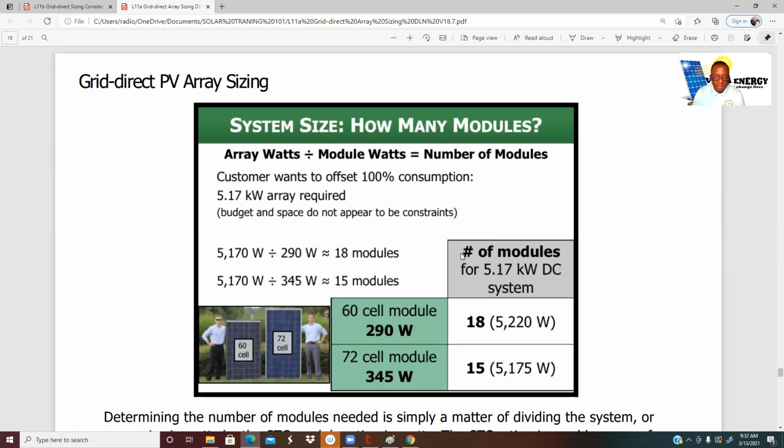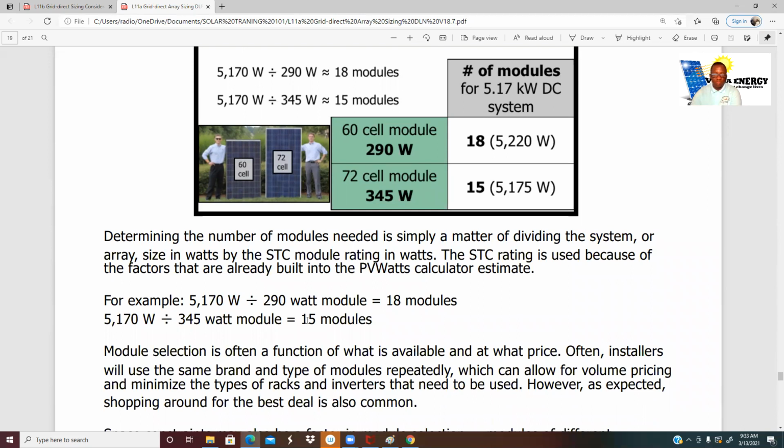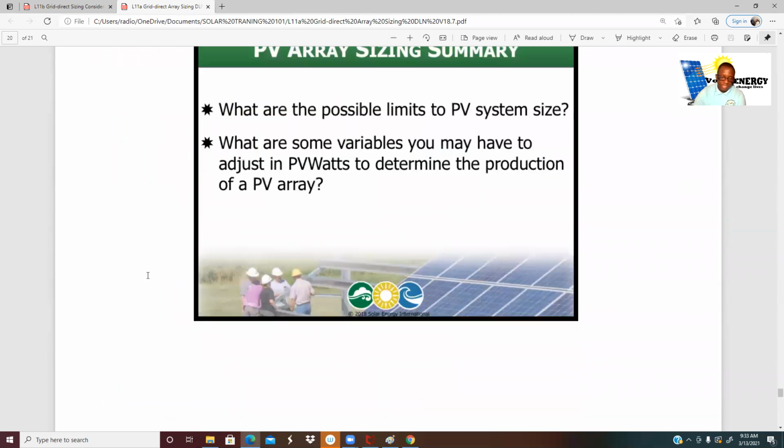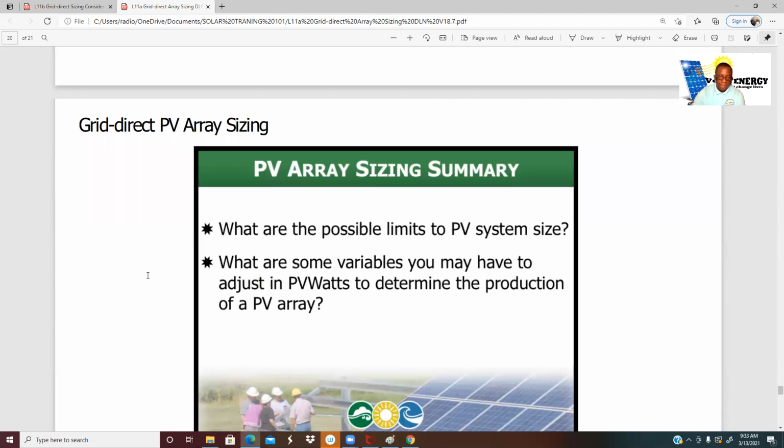The array watts divided by the model watts equals the number of models. That's what we just did. The array was 22,000 watts, and we divided by the model watts. So whatever model you want to use, 60 cells or 72 cells, whether you want to use a 290 watts or a 345 watts model, it is up to you to choose what best will save you a lot of space. If you don't have a lot of space, you have to use a higher watts model. Same thing, just make it easier. Use a higher watts model.